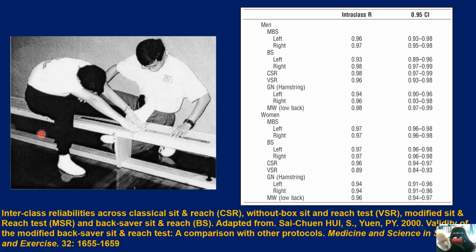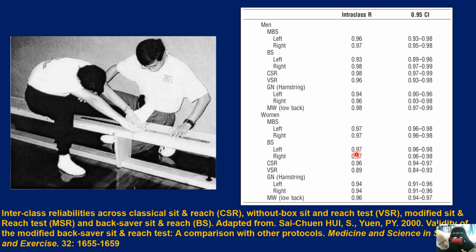When they use this modified version, and they argued that doing this really reduces the resistance to stretch in the lower back, what they found was there was almost no difference in terms of the reliability. Men, this is the modified, 0.96, 0.97 for left and right, and in females 0.97, 0.97, absolutely identical in the females. So it does tell us that there is quite good reliability in these tests.